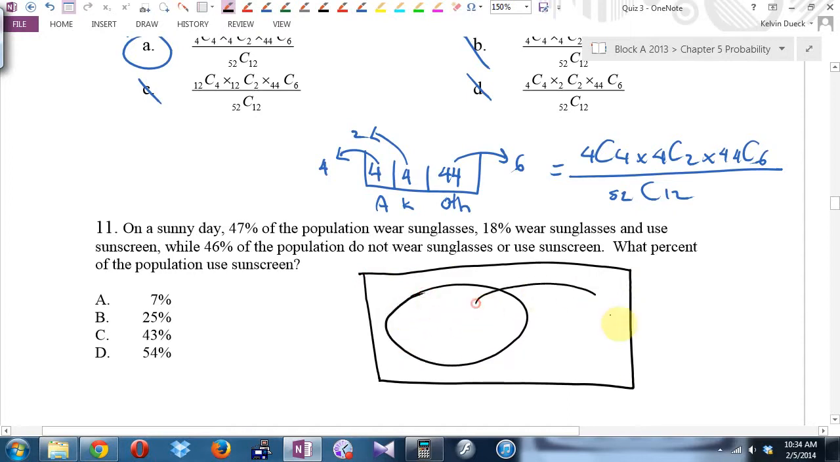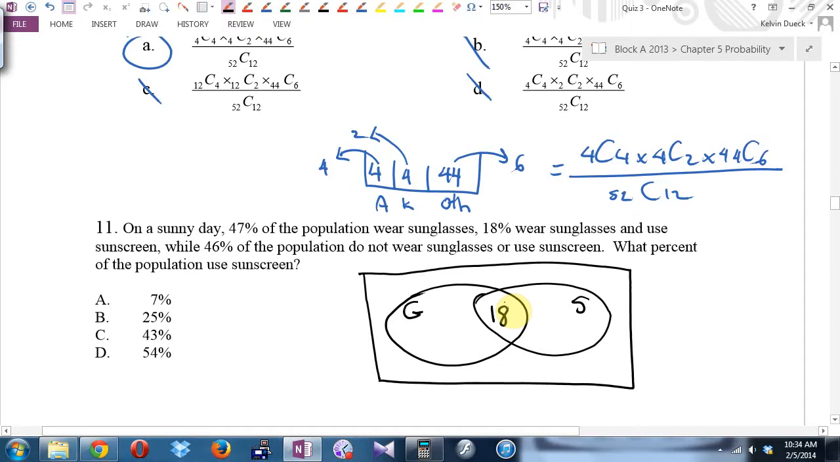The other reason this is tricky is both sunglasses and sunscreen begin with an S. So do you mind? I'm going to use G for glasses and S for sunscreen. Otherwise, I don't know how I'm going to keep this straight. Oh, they gave you the 18%. They did give you the "and." This isn't too bad then. Sorry, there's an 18 there.